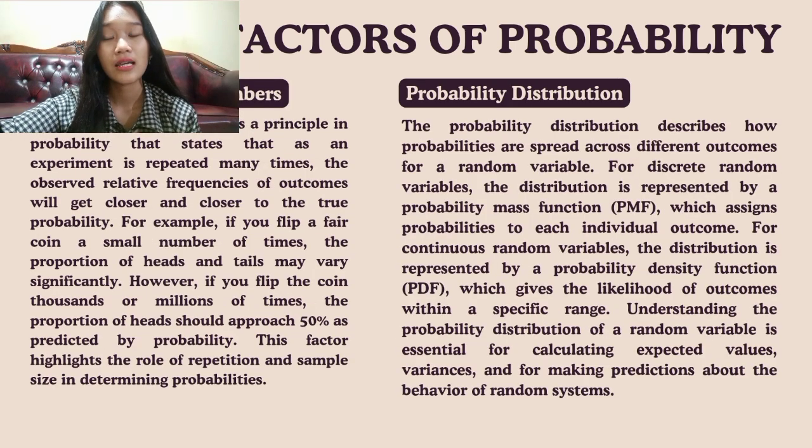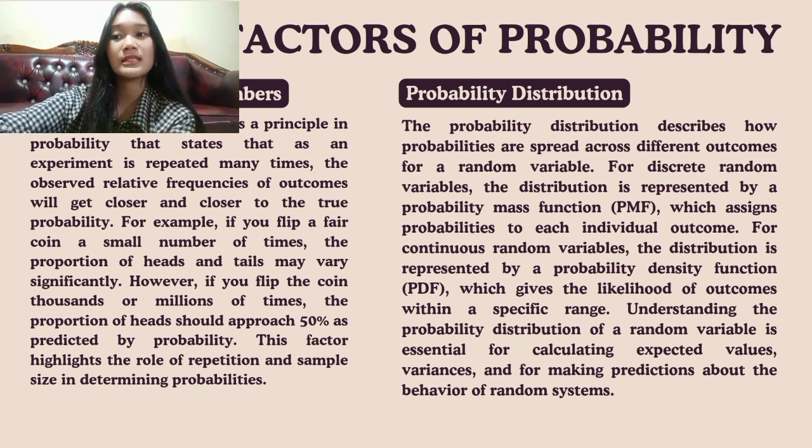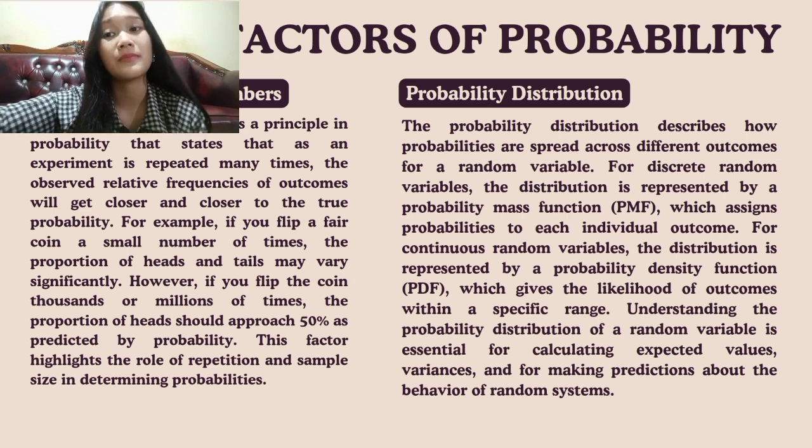And then there's the law of large numbers. The law of large numbers is a principle in probability that states that as an experiment is repeated many times, the observed relative frequencies of outcomes will get closer and closer to the true probability.